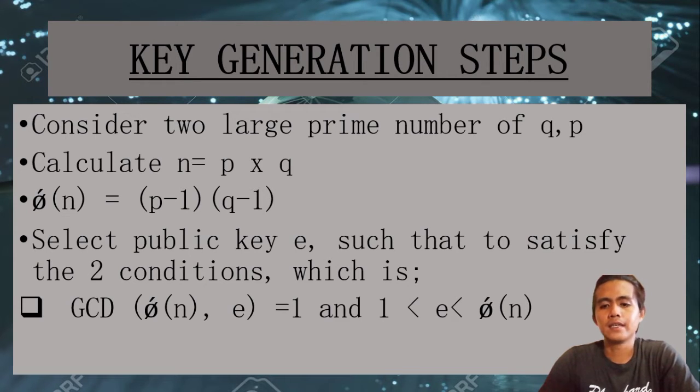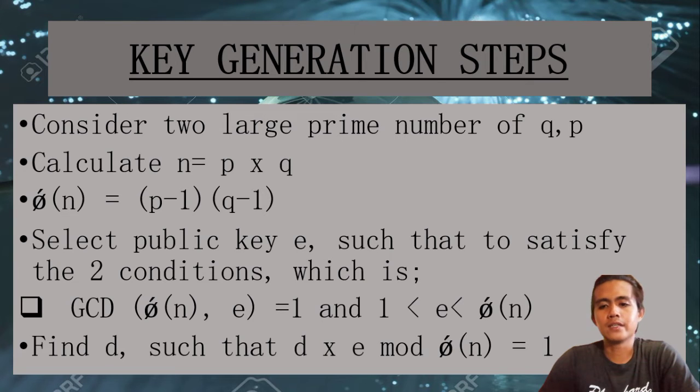Select public key E such that it satisfies two conditions, which is GCD of phi of N and E is equal to 1, and E should be greater than 1 and less than phi of N. That is, we need to select one number E that is co-prime to phi of N. Co-prime numbers are positive integers whose greatest common divisor is 1.